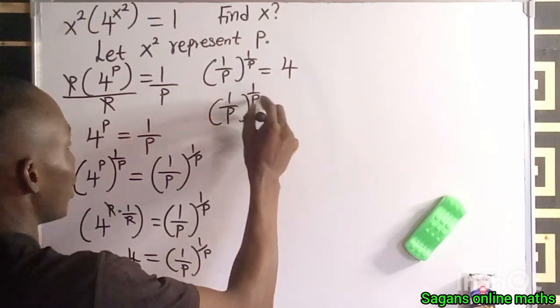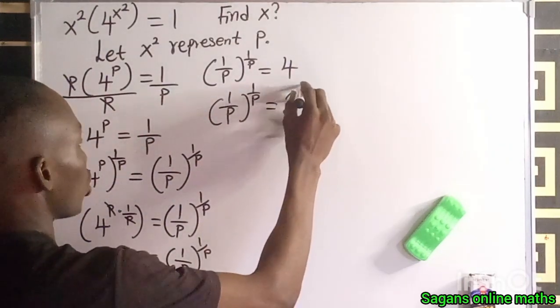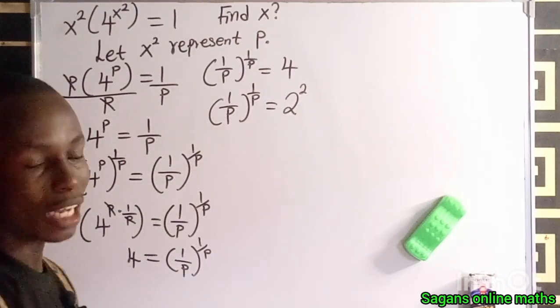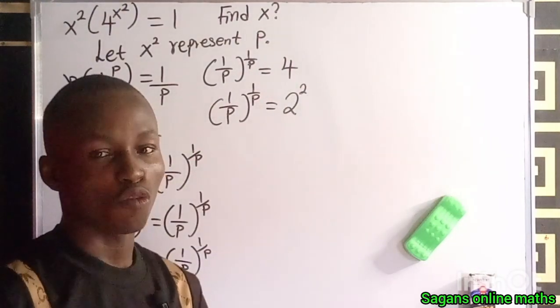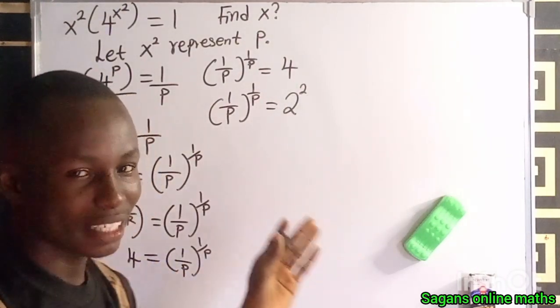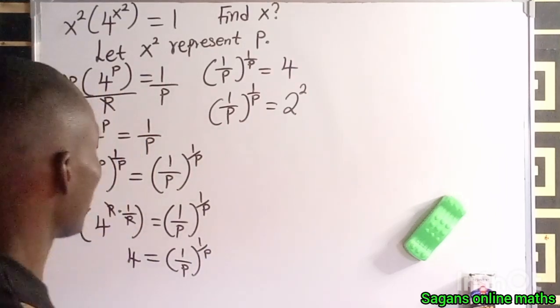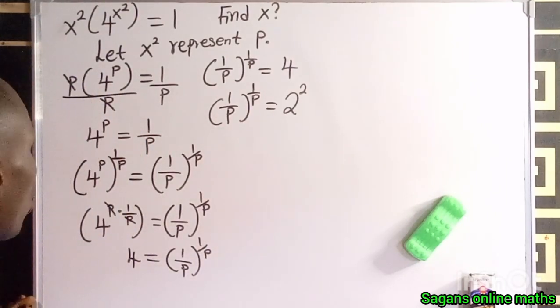1 over p is equal to 2 to the power of what? 2. Because we all know that 2 to the power of 2 represents what? 4. Now let's observe this carefully. What are we seeing? We are seeing that our left-hand side, which is 1 over p, all to the power of 1 over p, is equal to 2 to the power of what?